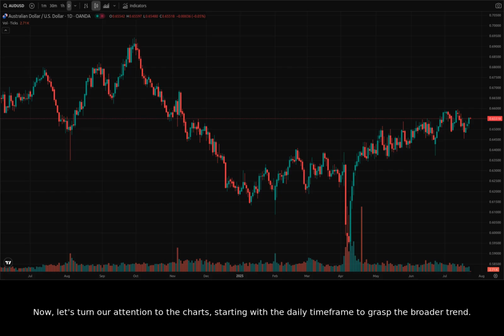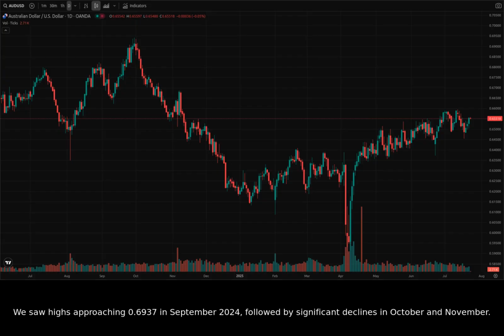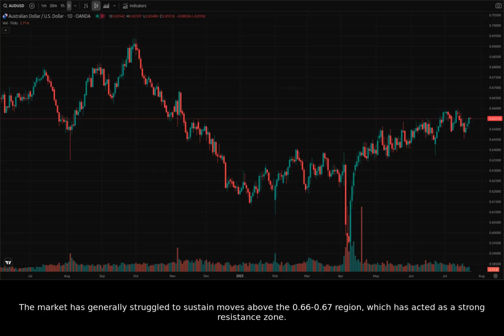Now, let's turn our attention to the charts, starting with the daily time frame to grasp the broader trend. Over the past year, the AUDUSD has generally been trading within a wider range, albeit with a noticeable downward bias since late September 2024. We saw highs approaching 0.6937 in September 2024, followed by significant declines in October and November. The market has generally struggled to sustain moves above the 0.66 to 0.67 region, which has acted as a strong resistance zone.